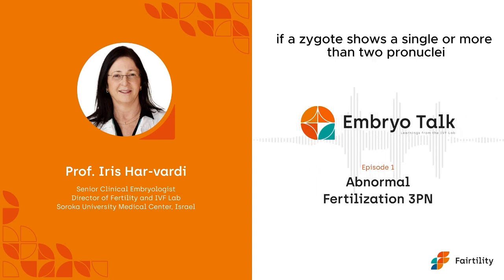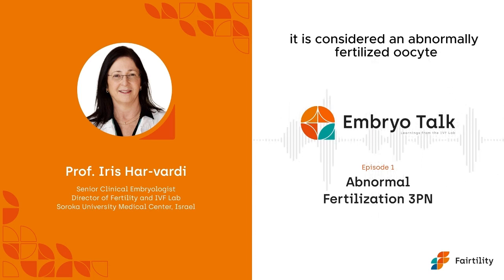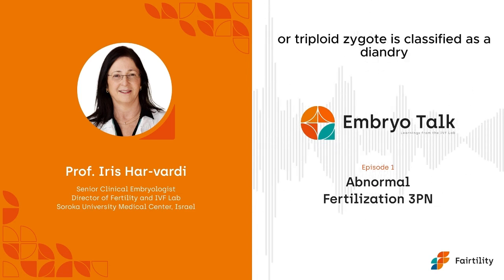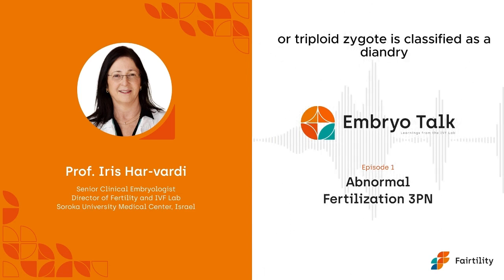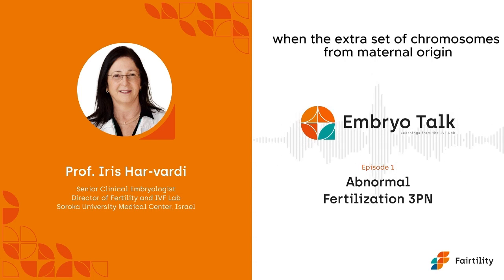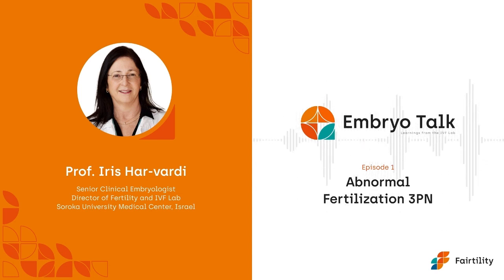If a zygote shows a single or more than 2 pronuclei, it is considered an abnormally fertilized oocyte. A 3 pronuclei or triploid zygote is classified as a diandry when the extra set of chromosomes is from the father, and a digyny when the extra set of chromosomes is of maternal origin.